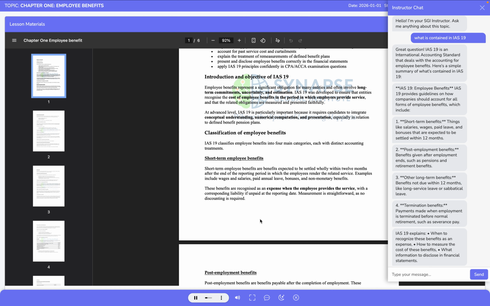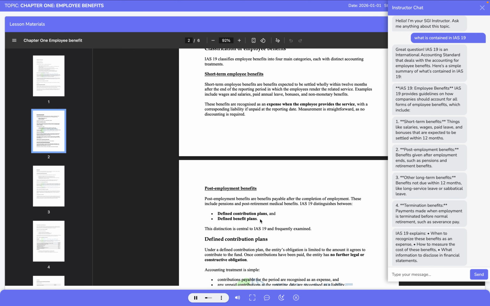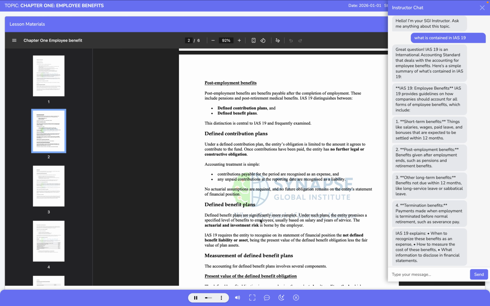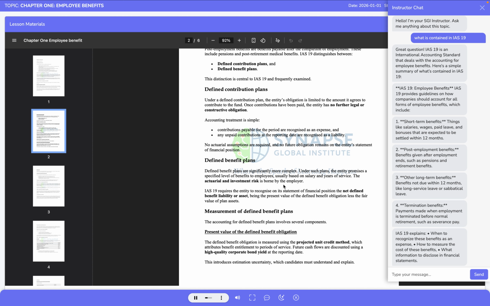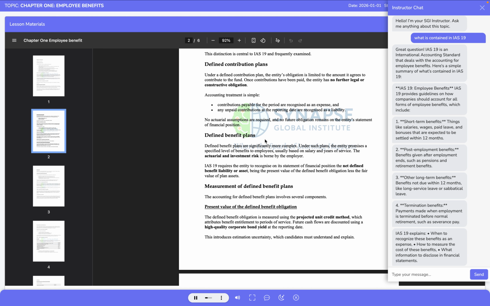Under a defined contribution plan, the entity's obligation is limited to the contributions it agrees to make to a separate fund. Once those contributions are paid, the entity has no further legal or constructive obligation. The accounting treatment is therefore simple. Contributions for the period are recognized as an expense, and any unpaid contributions at the reporting date are recognized as a liability. There are no actuarial assumptions, and no long-term obligation remains on the statement of financial position.